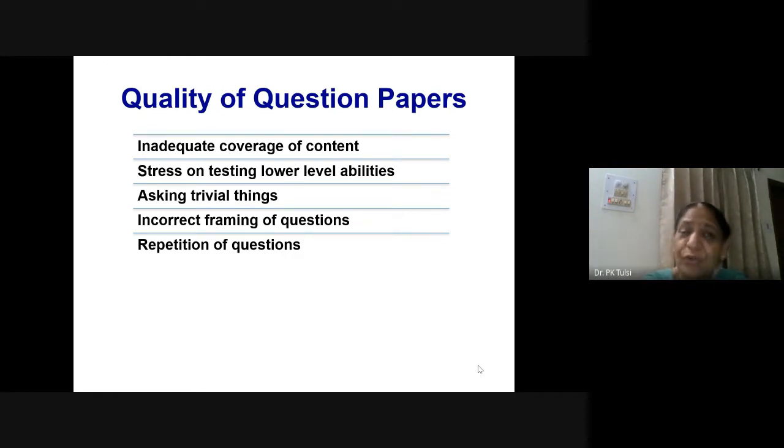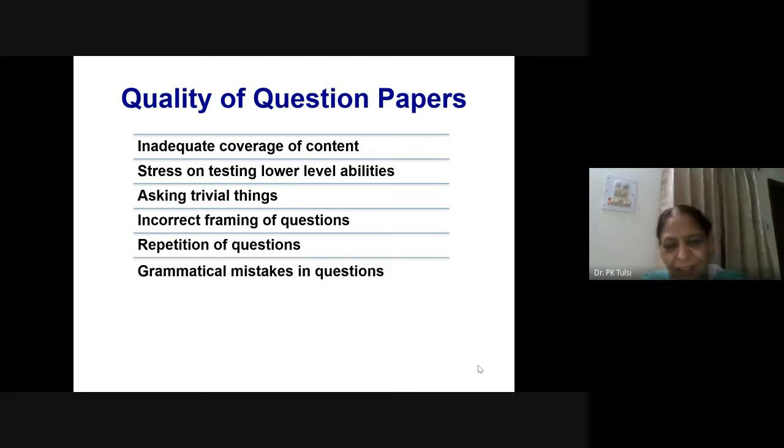So repetition of questions needs to be avoided, because many times we look at the previous question papers, and the tendency is to think something is important, but it came last year, so you decide it should be repeated anyway. It doesn't make any difference. No, try to avoid that. I'll come to that later on.